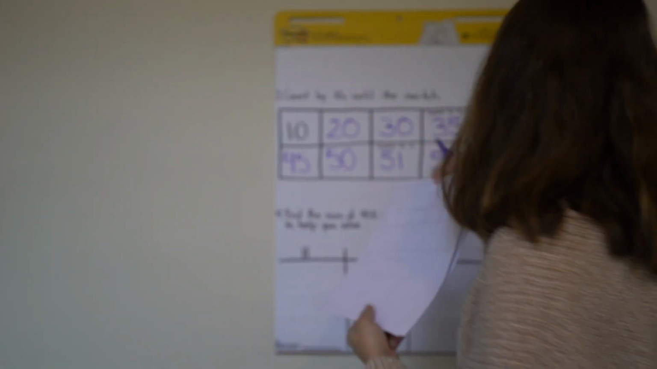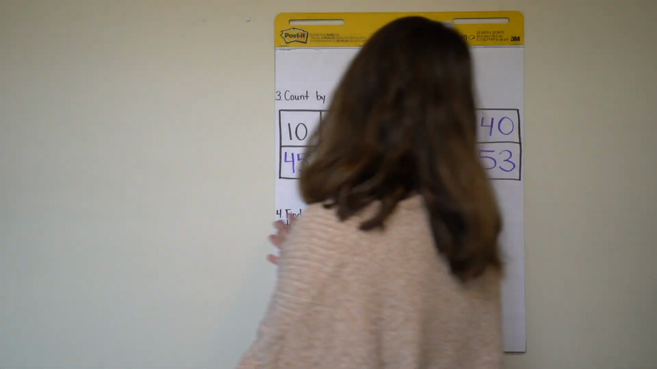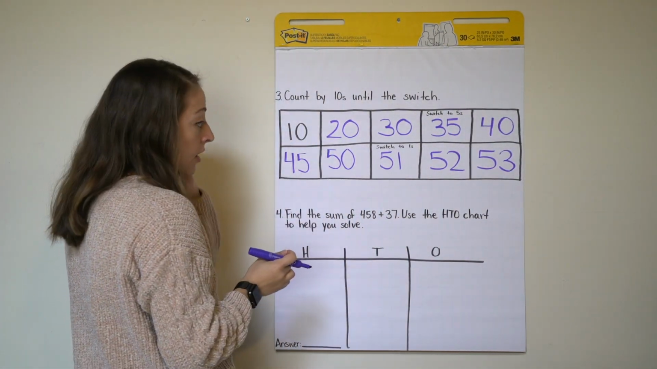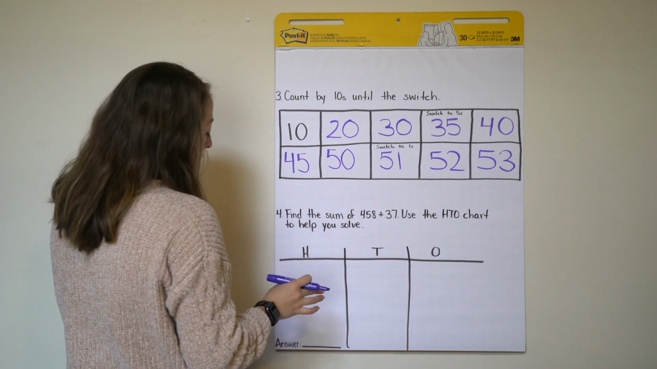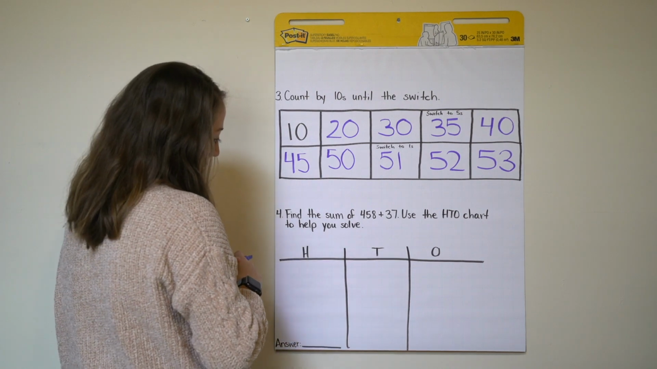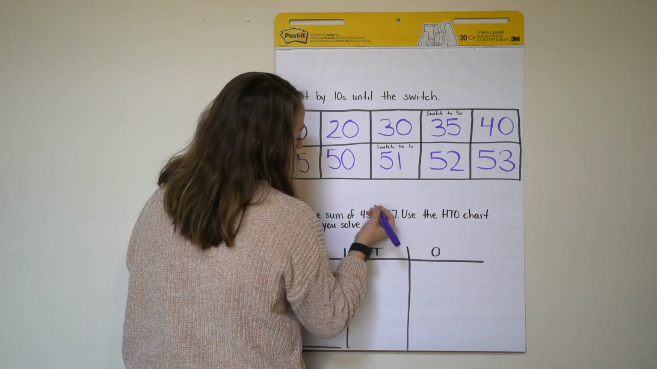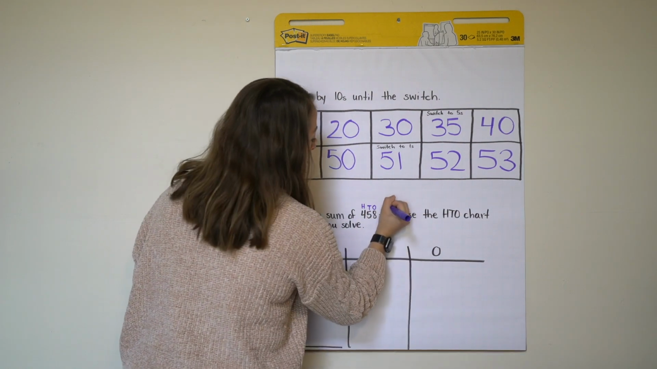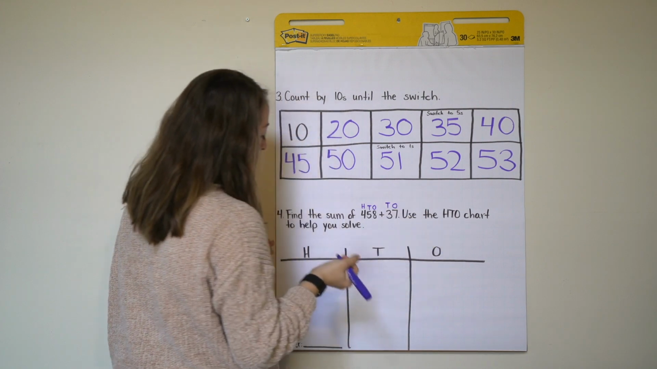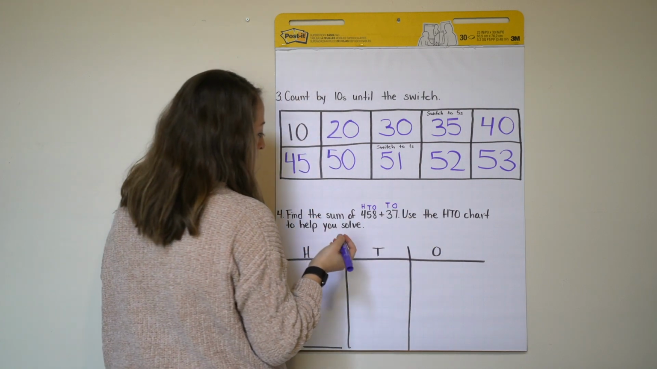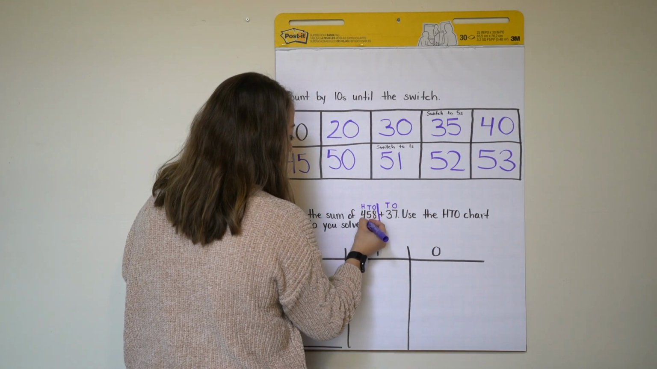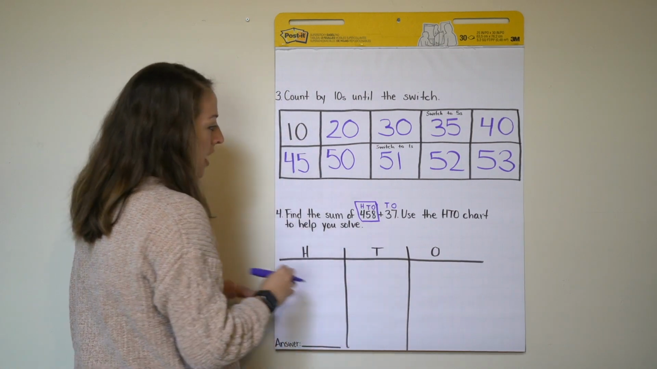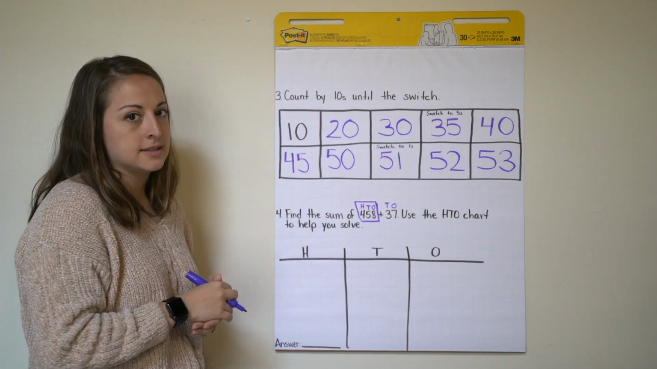All right. It says find the sum of 458 plus 37. Use the HTO chart to help you solve. Okay, we're going to label this HTO and then TO for our tens and ones. We're actually going to start with this number first. We're going to draw it out, and you're not labeling. That will be the last thing that we do.